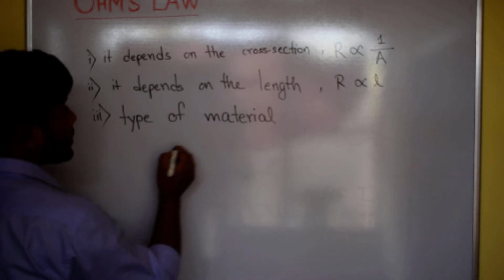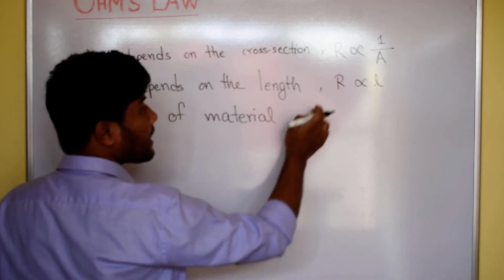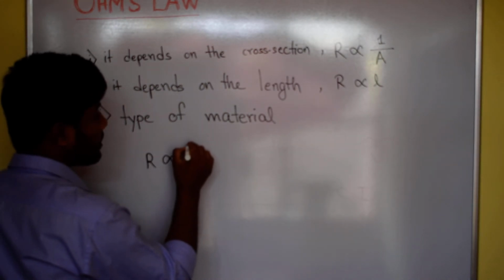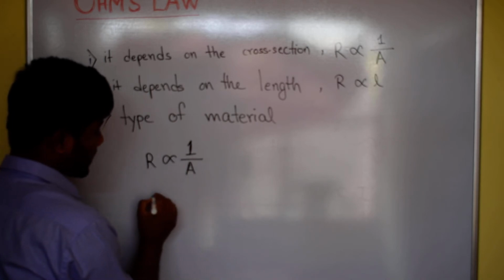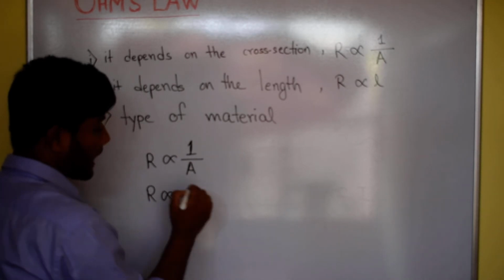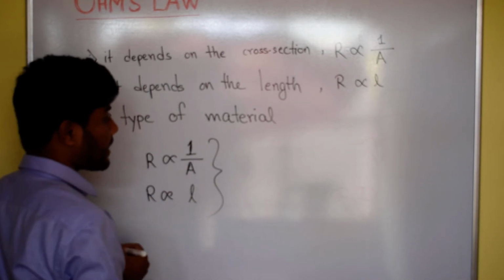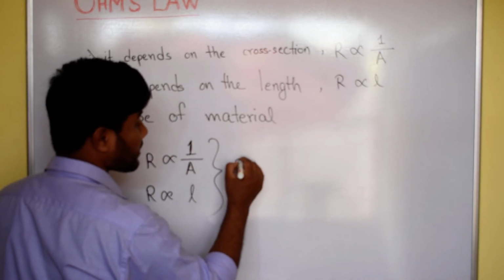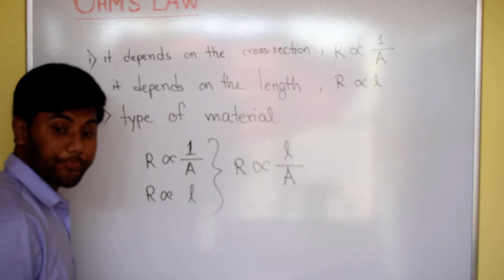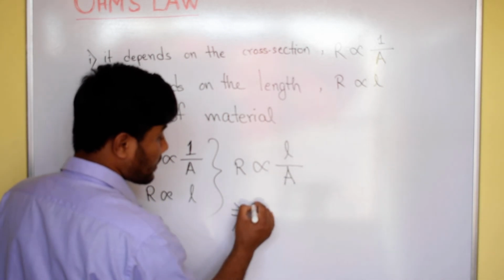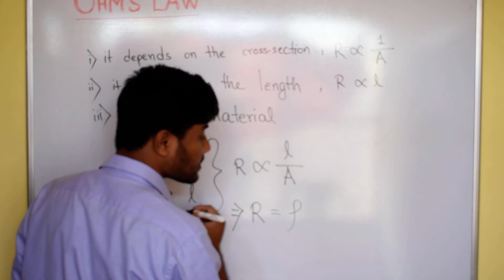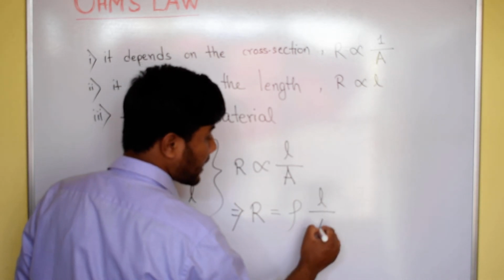So we can conclude that the first point is R is proportional to 1 by A. The second case is R is proportional to l. All right, after combining both the equations we can write R is proportional to l by A, where if we change the proportionality sign to an equal, then another constant comes. This is l by A.